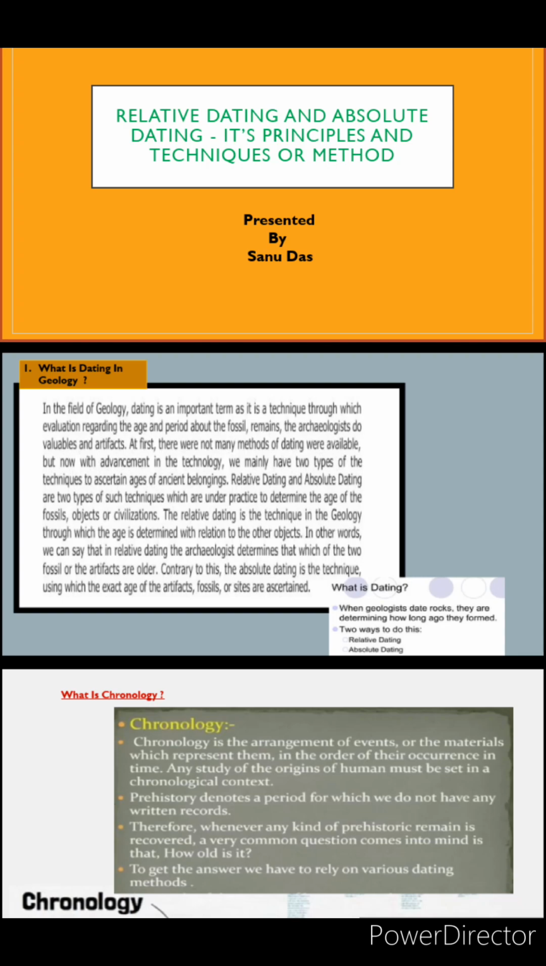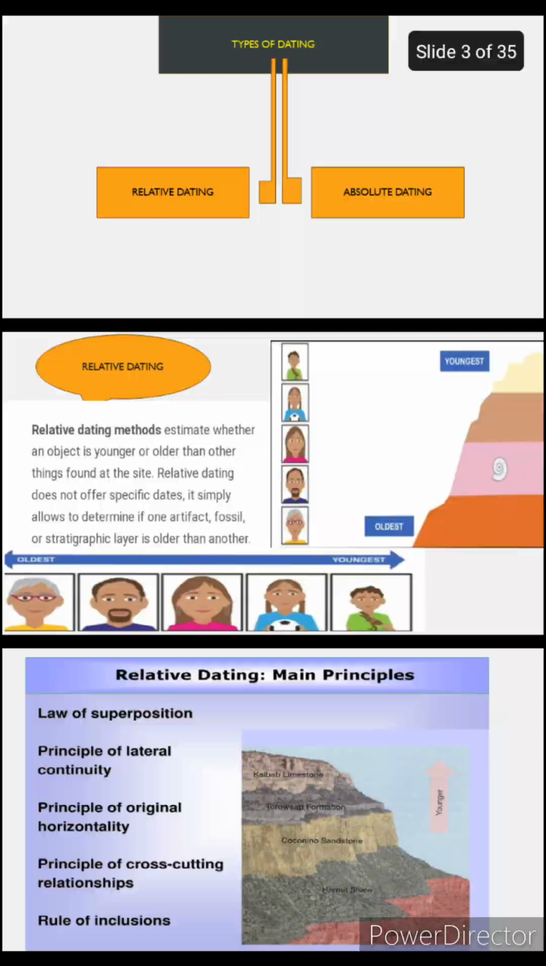Before going to relative dating and absolute dating, one more term to point out here is chronology. Chronology is the arrangement of events or the material which represents them in order of their occurrence in time. In other words, chronology is an arrangement of events or any kind of history in the order of their occurrence in time.